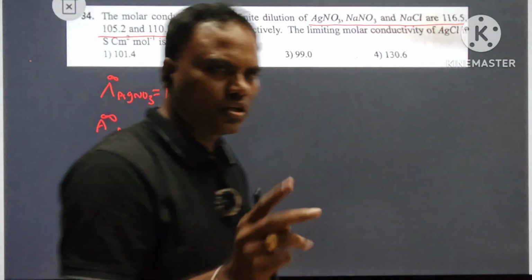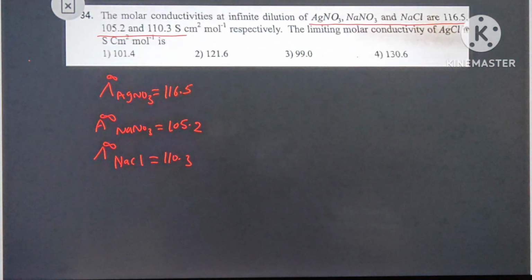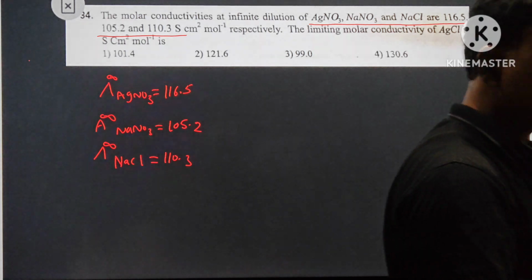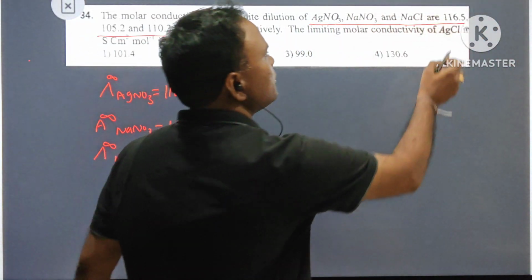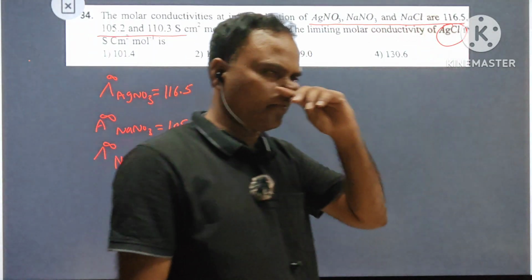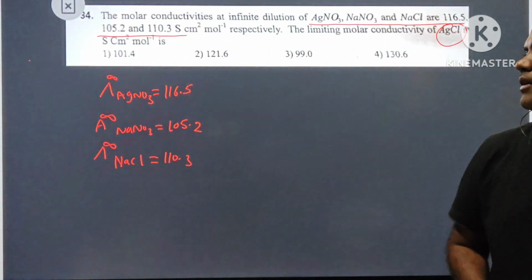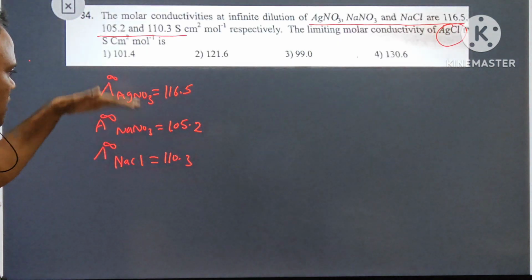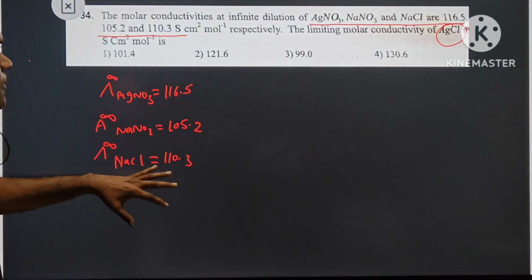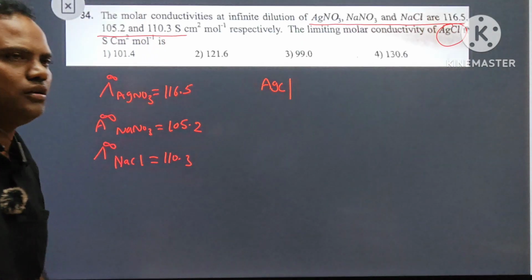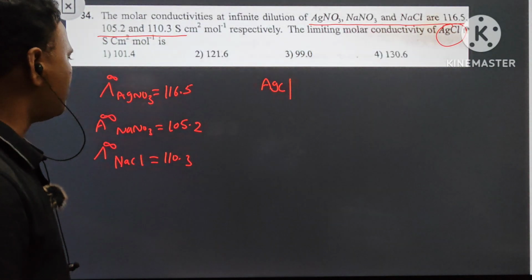3 strong electrolytes are given. This is Kohlrausch law application. You will get 3 strong electrolytes data and 1 weak electrolyte will be given to you. You have to find the conductivity of that weak electrolyte. Very simple question this is. First of all, tell me, among these 3, which is not having a common ion with AgCl.